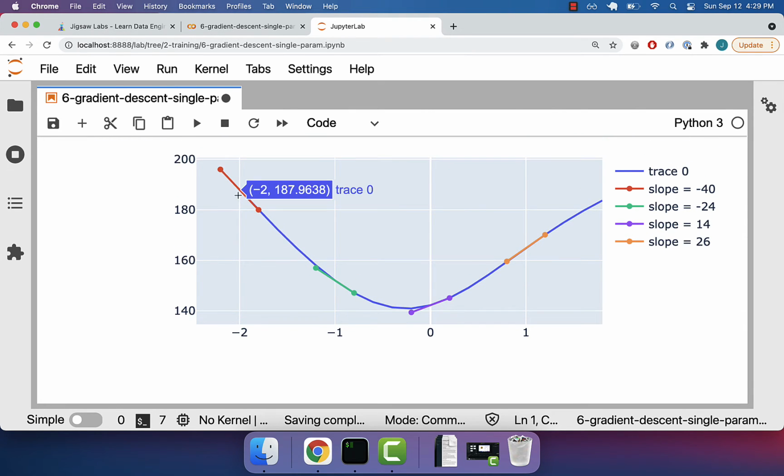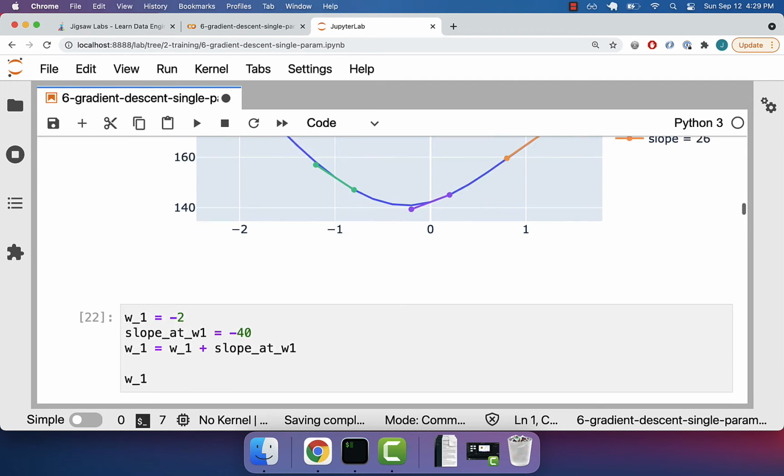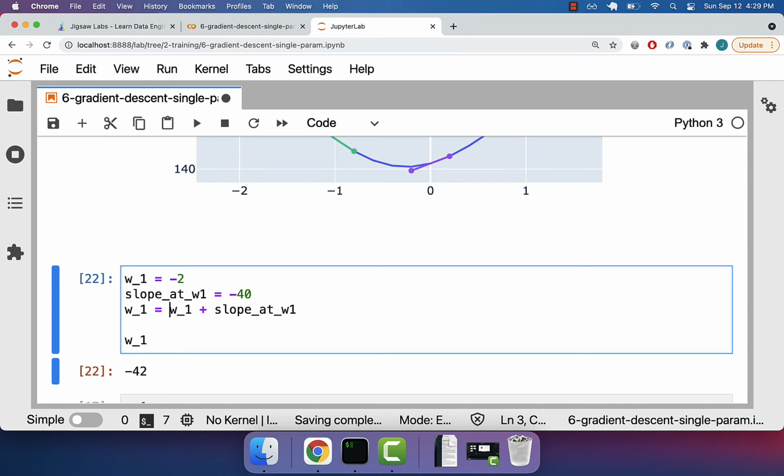This is not good for two reasons. One, we moved in the wrong direction. We started here, we went this way, not good. The second thing is we took an enormous step size, like we moved drastically. So we want to fix those two problems. The first problem about moving in the wrong direction is not so difficult. Instead of doing W1 plus the slope, let's do W1 minus the slope. So we'll move in the opposite direction of the slope.